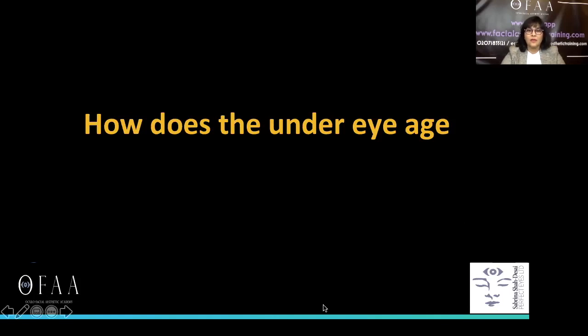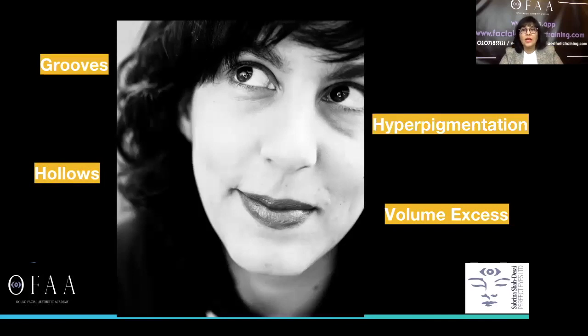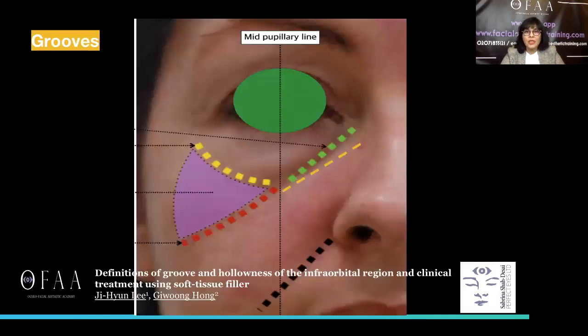And this is a young lady in her late 20s, and already she's showing the signs of aging. The under eye ages with grooves, and it ages with hollows. Now, this is irrespective of whether you're a man or a woman or whatever your ethnicity. But paradoxically, the under eye also ages with volume excess, and it does age with hyperpigmentation. So let's look at the grooves in more detail.